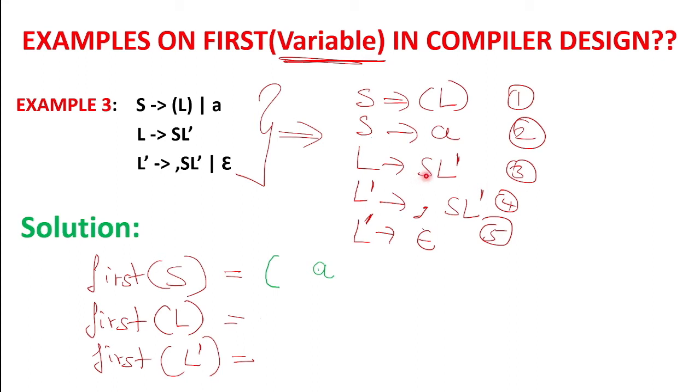So now on the right hand side, at the first place, this capital S is there. And capital means what? It is a variable. Answer cannot be a capital letter. It has to be a terminal only.